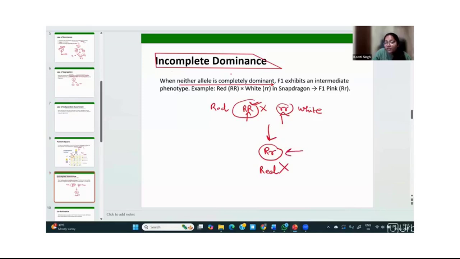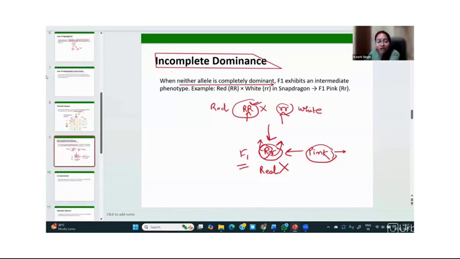These plants are actually forming a flower which is pink in color. What does it imply? It implies that this capital R is not in a dominant form. So there is some expression of this R allele and there is also some expression of this white allele. That is why the F1 generation plants here are all pink in color. A third color is formed, right? So this cross leads to another term, that is incomplete dominance.